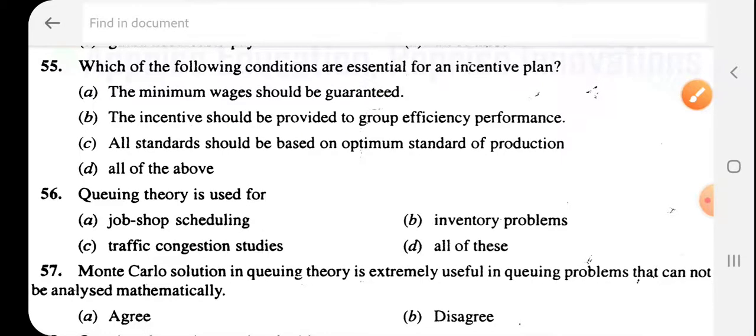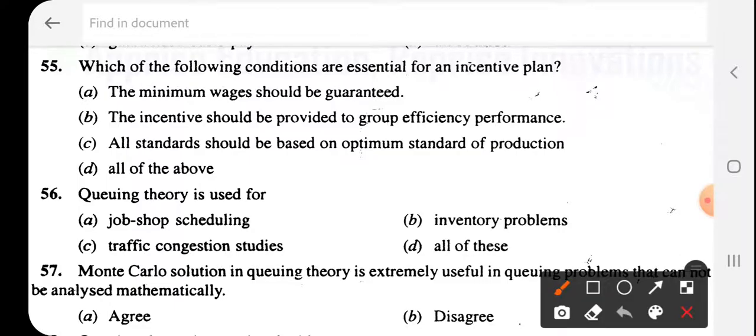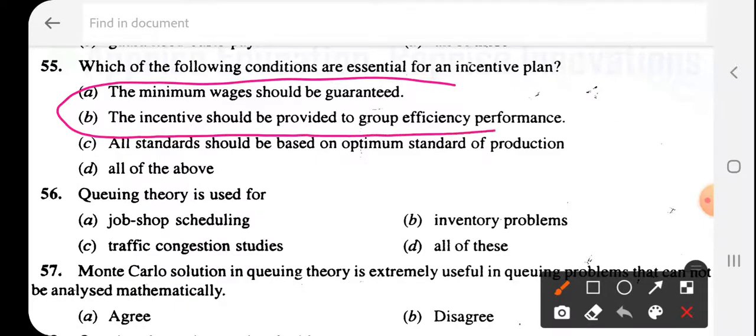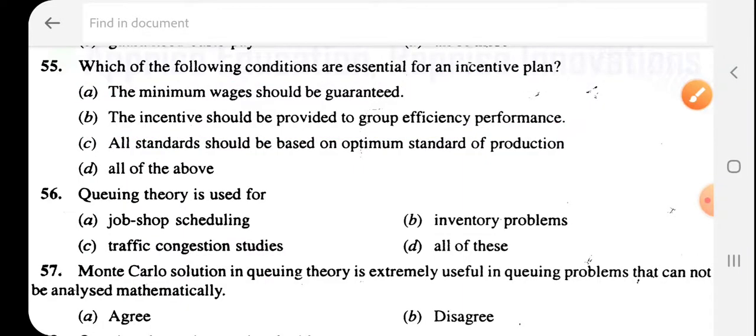Which of the following conditions are essential for an incentive plan? That is A and B. Minimum wage should be guaranteed. The incentive should be provided to group incentive efficiency performance. So 55 is both A and B. If they copy this question, they will give the C option as A and B, and the D option as all of the above.